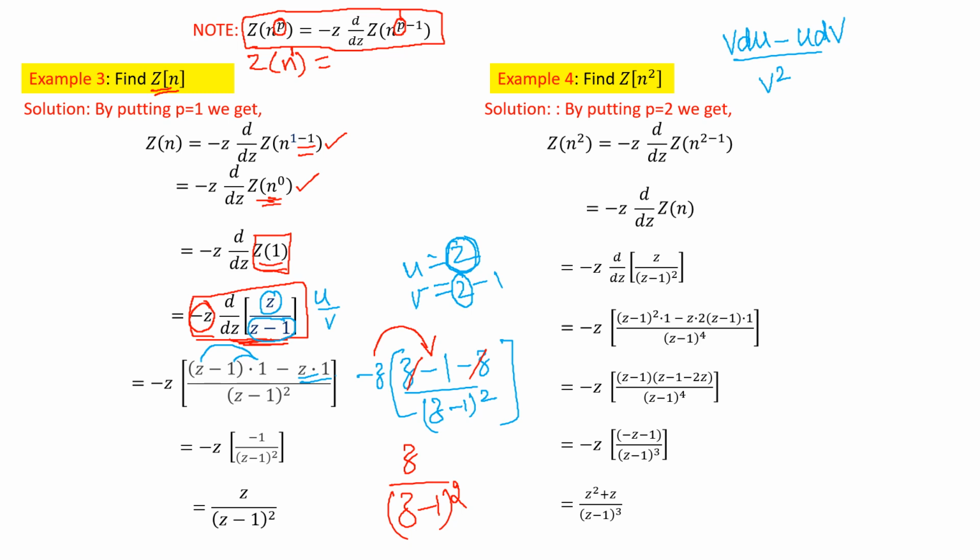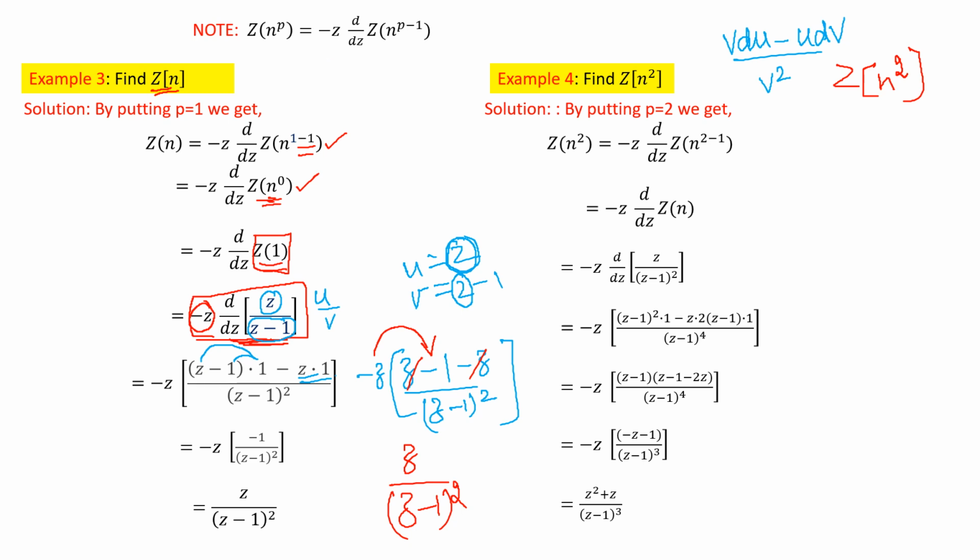Let us see example number 4. In example number 4, we have to calculate Z transform of n to the power 2. So let me compare once again this problem with the formula.